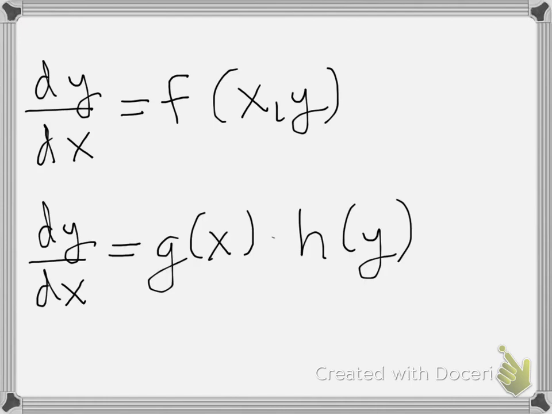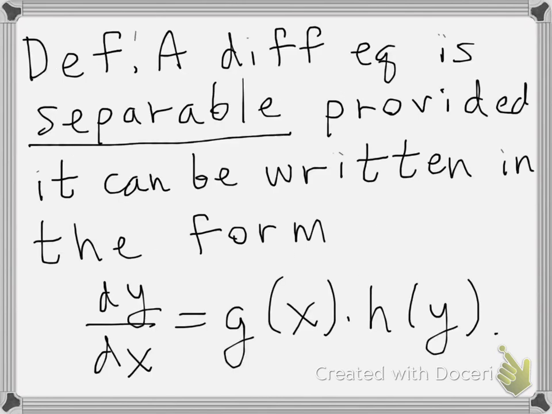and then we're going to further suppose that the function f of x y on the right-hand side of the equation can actually be separated into a function that depends just on the independent variable x and a function that depends just on the dependent variable y. So it can be written as the product g of x times h of y. So when you can write your differential equation in this form, dy dx equals g of x times h of y, you have what's called a separable differential equation.